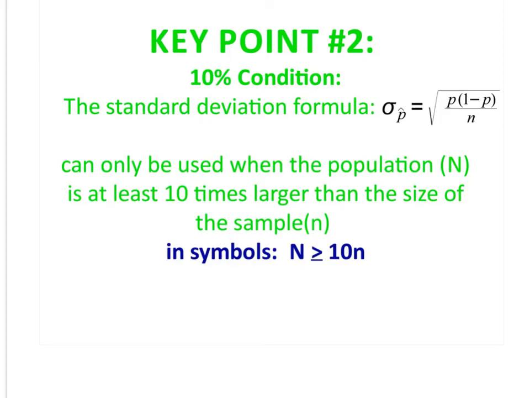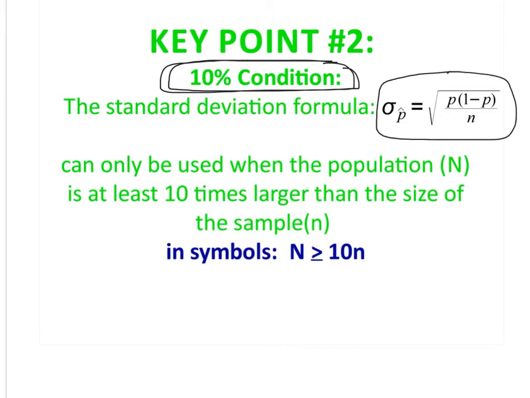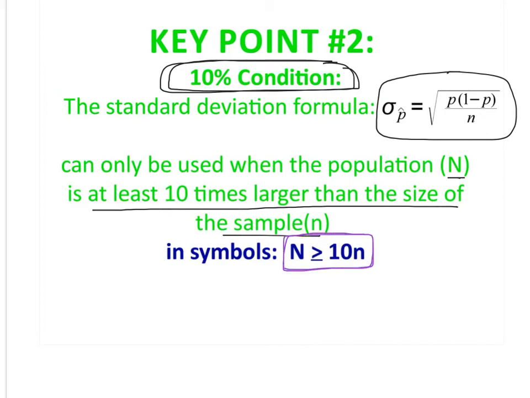So key point number 2 is the 10% condition. We had this same condition for means. The 10% condition says that in order to use this formula for standard deviation, the population, or capital N, has to be at least 10 times larger than the size of the sample, or lowercase n. In symbols, we notate it like this: capital N is greater than or equal to 10 times lowercase n. So this is the second key point, and let's see how this works in our example.